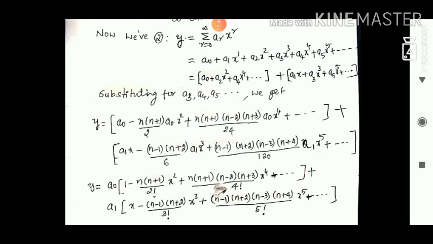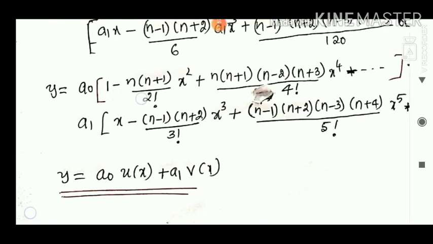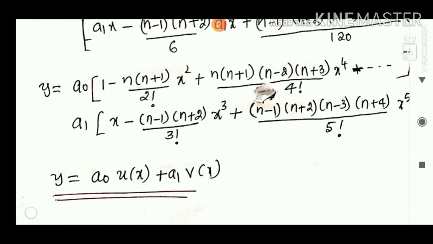So this is what our y equals, and this y we can write as a0 into u of x. The first bracket we will assume as a function of x, so we denote it as u of x, and the second bracket we assume as v of x. So y equal to a0 into u of x plus a1 into v of x. This is the solution of Legendre's differential equation.